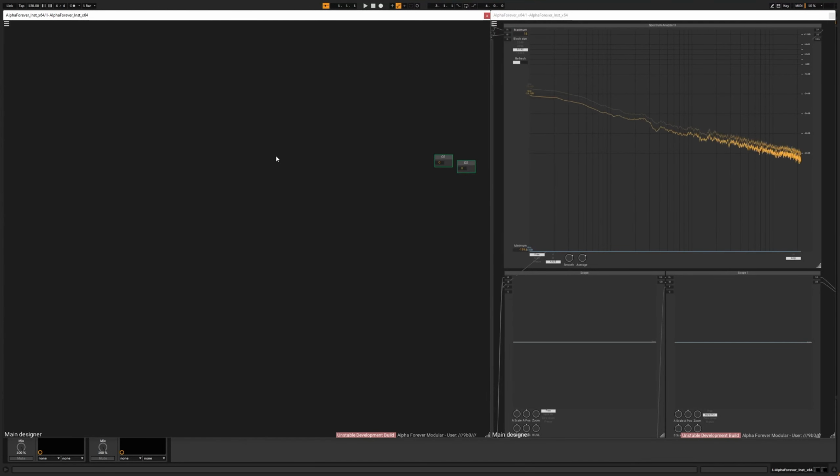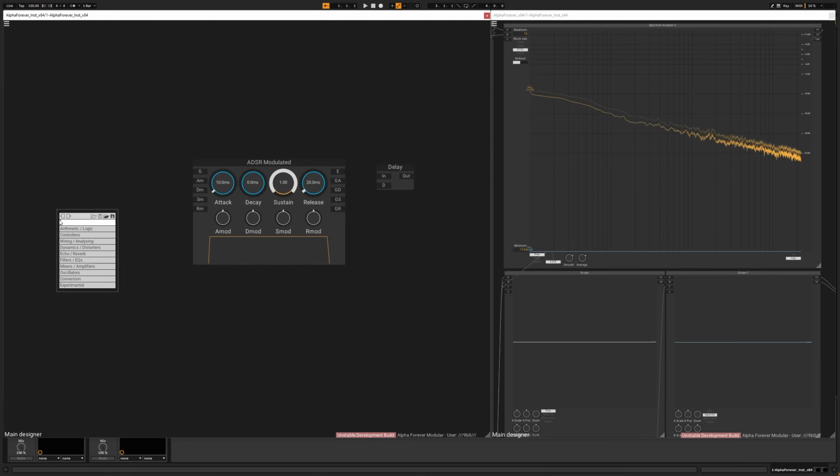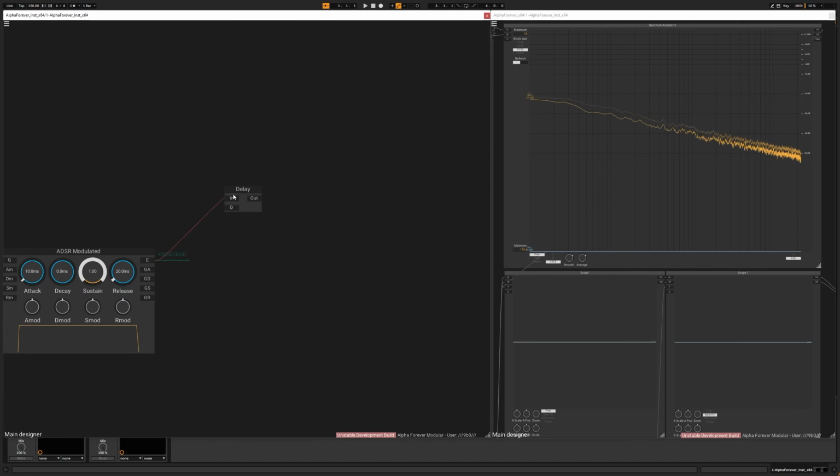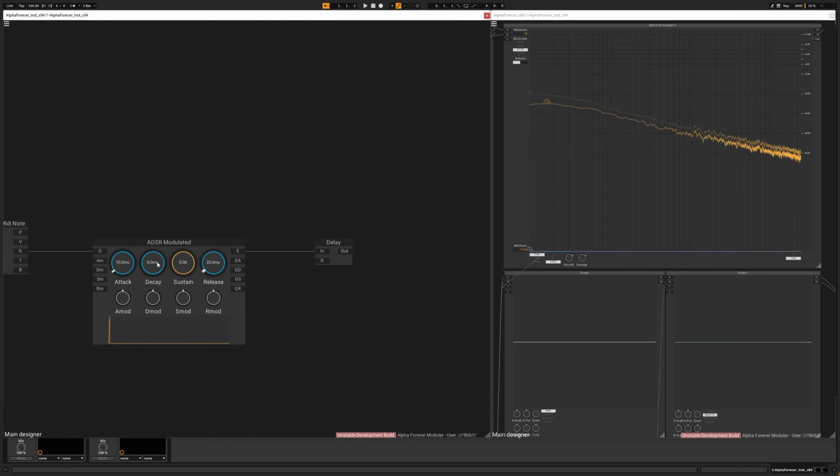Okay, let's do something really complex. And for this I'm going to build a simple Karplus-Strong patch now. And I'm just going to use a MIDI note. This is just to demonstrate the problem that I have and that I will try to solve.